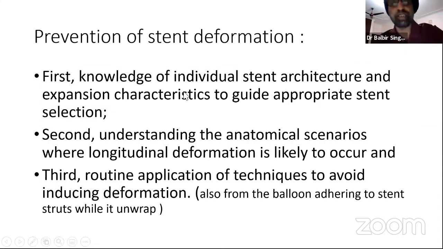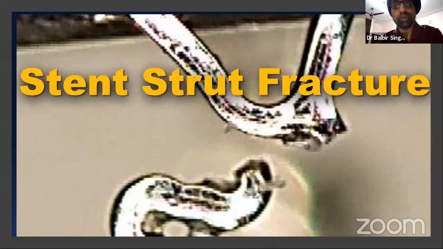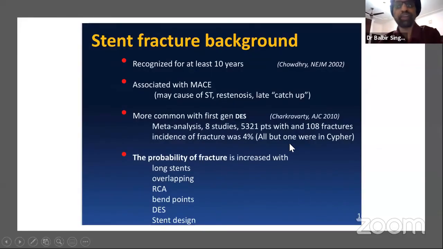Understanding the stent that is being used, understanding the dilatation properties of that particular stent, and then applying very careful techniques. Even balloon adhering to the stent after it has been deflated can also cause longitudinal deformity. What about stent structure? It has been recognized for many years, more than 10 years now, that it is associated with MACE and was very common with Cypher. Very interestingly, most of the patients who had stent fractures were Cypher. And the probability increases with long stents, overlapping stents, RCA, bend points, drug-eluting stents, and the stent design.